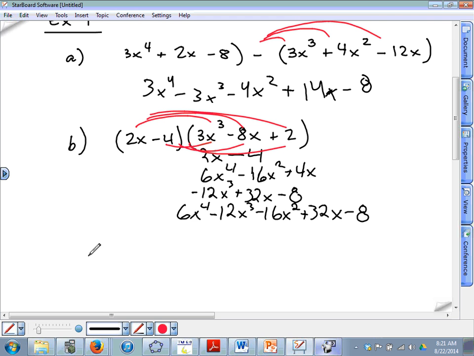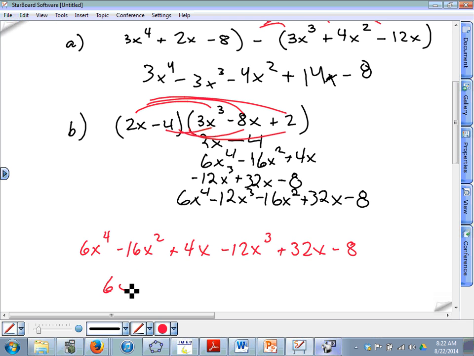2x times 3x to the third would give you that 6x to the fourth term right there. 2x times negative 8x, negative 16x squared, then 2x times 2 is 4x. That would be the multiplication by 2x. Now you distribute the negative 4 and get negative 12x to the third, plus 32x minus 8. And then usually you are going to end up with some like terms here, so we get a 6x to the fourth. Let's see. Then we have this negative 12x to the third. And we have this minus 16x squared.